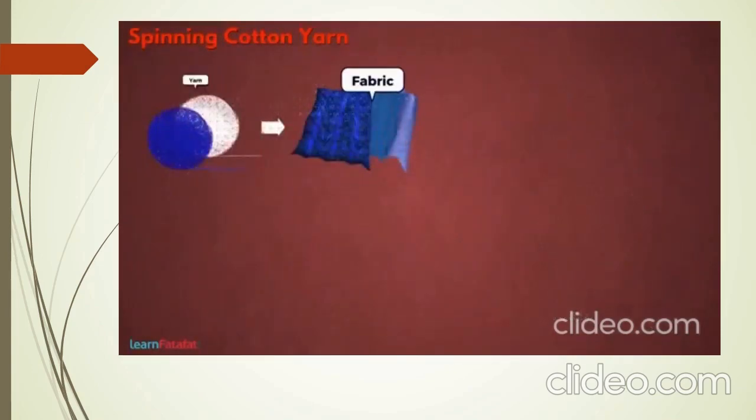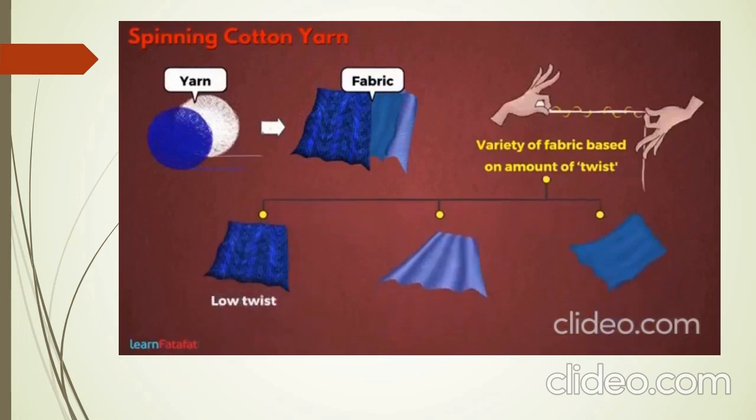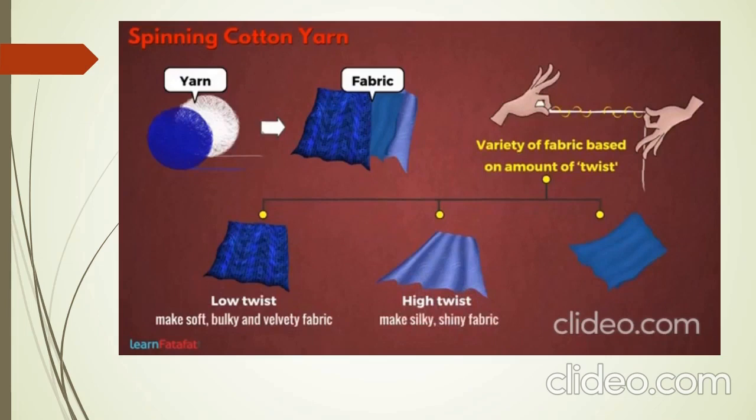Fabric is made from yarn. We get a variety of fabric based on the amount of twist in the yarn. For example, low twist makes soft, bulky and velvety fabric, while very high twist makes silky, shiny fabric. In general, average twist is used to make most common fabrics.